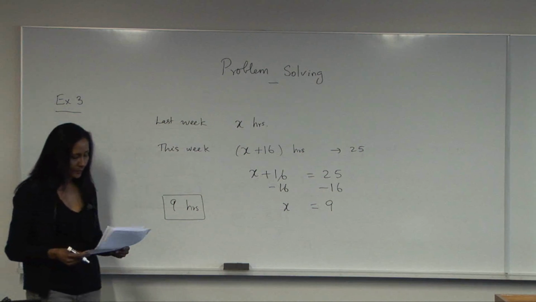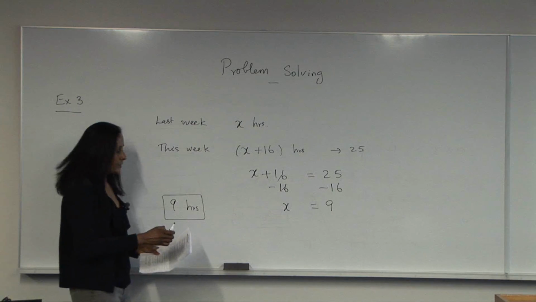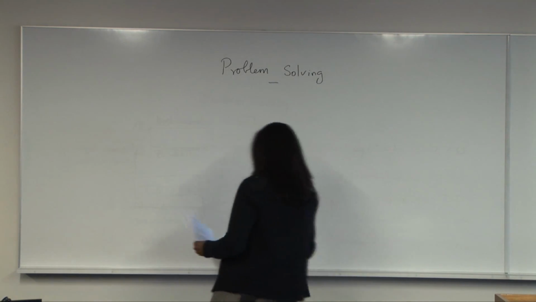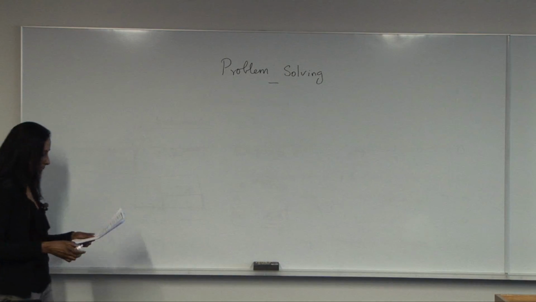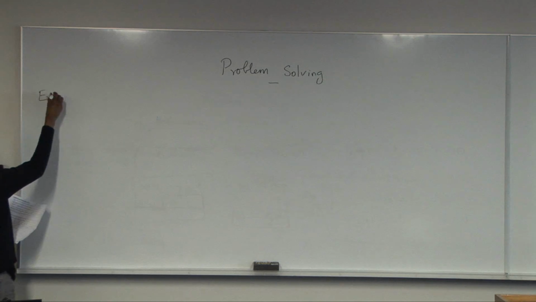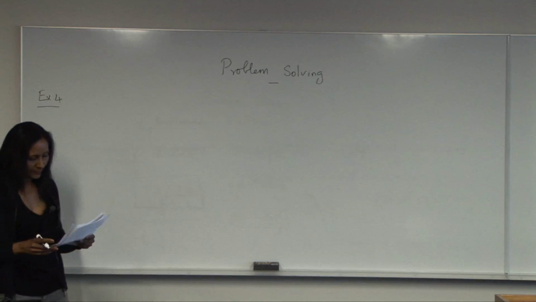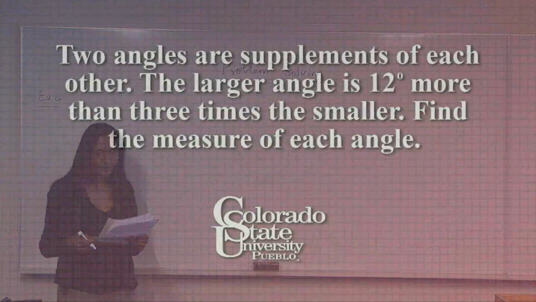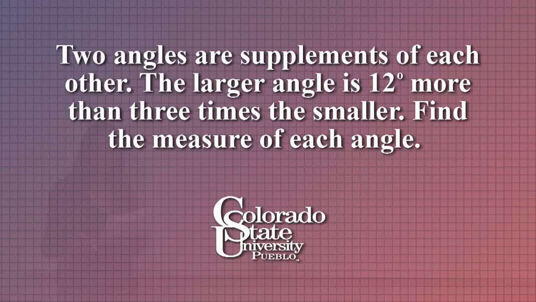So let's do another problem. Example 4. Let me read this problem. Two angles are supplements of each other. The larger angle is 12 degrees more than 3 times the smaller. Find the measure of each angle.